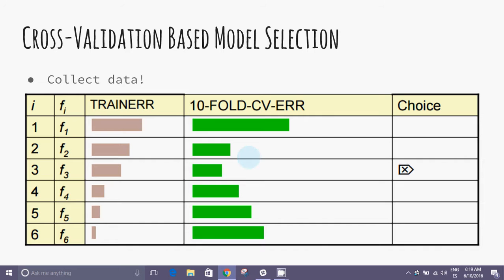We're trying to decide which algorithm to use. We train all the applicable models and make this table, collecting data. Suppose we train 6 models, and each provides a measure of train error. However, for each of them we also apply tenfold cross-validation error. We find more consistent error. According to this measure, we choose model F3.